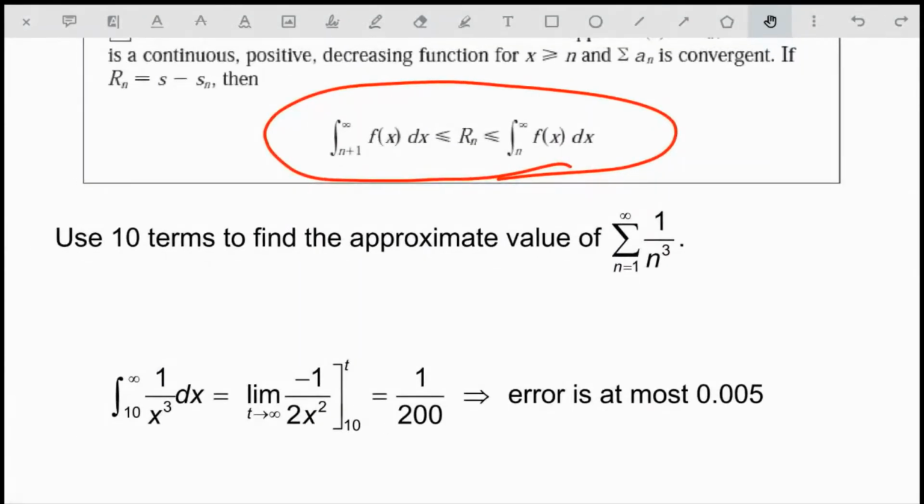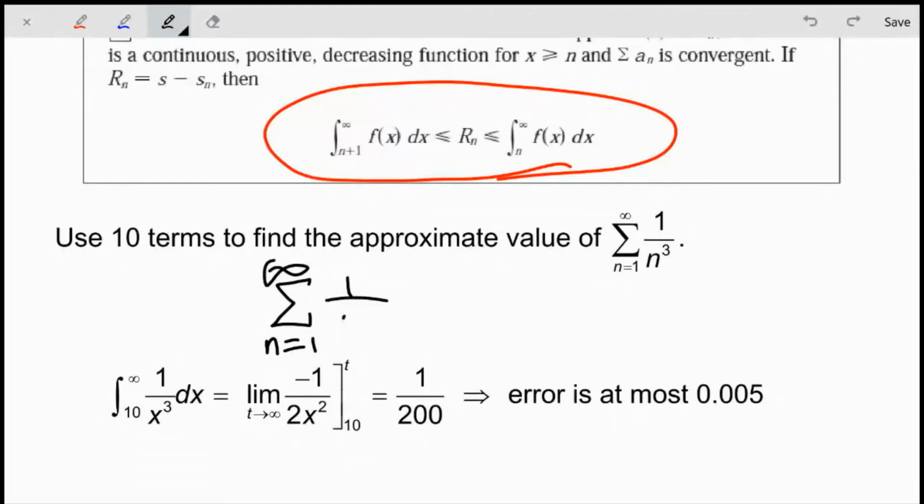So let's look at this. It says use 10 terms to find the approximate value of the sum of 1 over n cubed. Okay, so we have this series starting at n is 1 going to infinity. So what we're saying is that the sum of this series from n is 1 to infinity of 1 over n cubed can be approximated by just using the first 10 terms. And so what we're kind of thinking is once we get past n is equal to 10, these terms are getting really, really tiny, and it doesn't make that much of a difference anymore depending on the accuracy that we need, right?